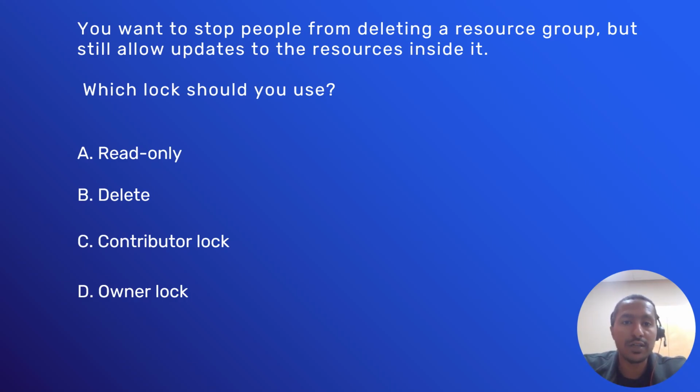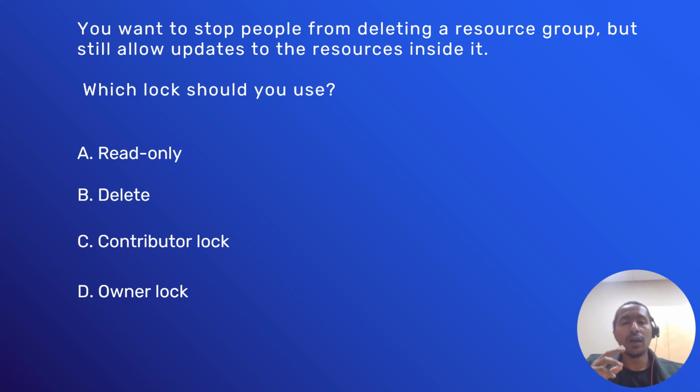Now let's go to option C, contributor lock. There is no such thing as a contributor lock in Azure. Contributor is a role in RBAC, not a locking mechanism. This is a distractor option, so we can just eliminate it. And option D is owner lock. Same idea here. Owner is an RBAC role, not a lock type. Locks and RBAC are separate things in Azure. Locks are applied at the resource level to prevent action, while RBAC controls who can perform those actions.